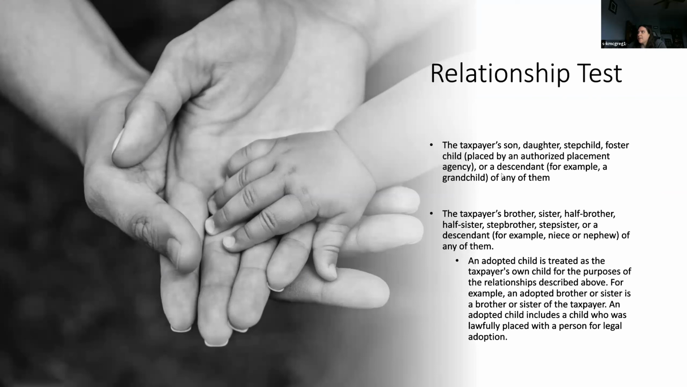So the relationship test, they have to be your son, daughter, stepchildren, foster children, or any descendant of them. Or your brother, sister, half or stepbrothers, sisters, or any descendants of them. Not cousins. They're outside of the link of relatives. And adopted children are also considered your own children. So these are the relationships they have to be considered your child. And then there is a caveat with the brothers and sisters, they have to be younger than you, unless they're totally disabled.